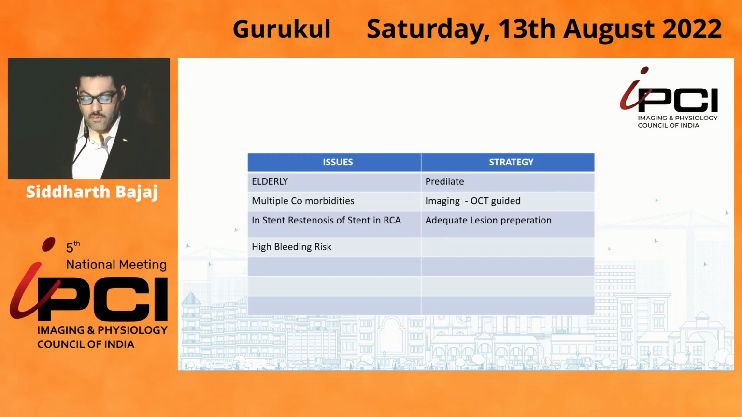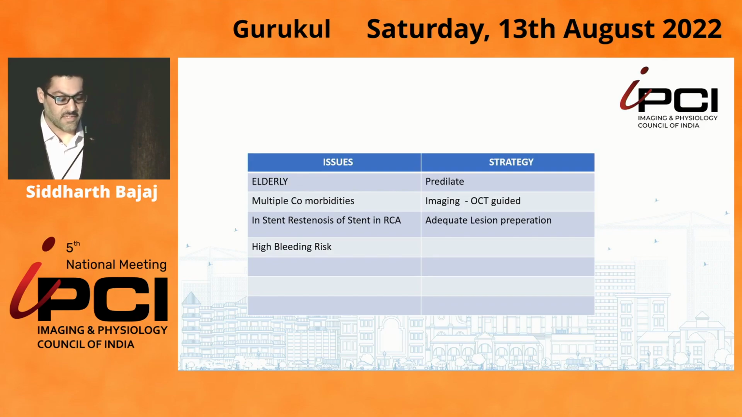Now the next plan: she was an elderly patient with multiple comorbidities, 70 plus, hemoglobin about 10.5. She would come under the high bleeding risk category because even her creatinine clearance was approximately 40 to 45. She had ISR for the stent in the RCA, so our strategy first was to predilate. The catheter could not go inside, so we could not inject enough contrast to clear the blood. So we thought we'd first predilate, do imaging, that is OCT, and then do adequate lesion preparation.